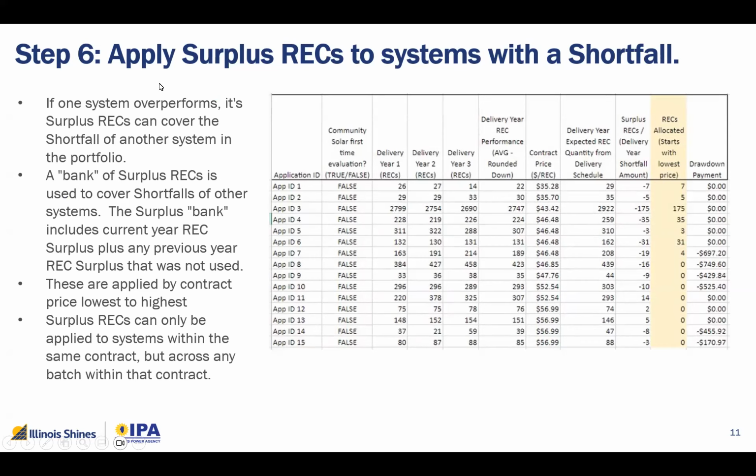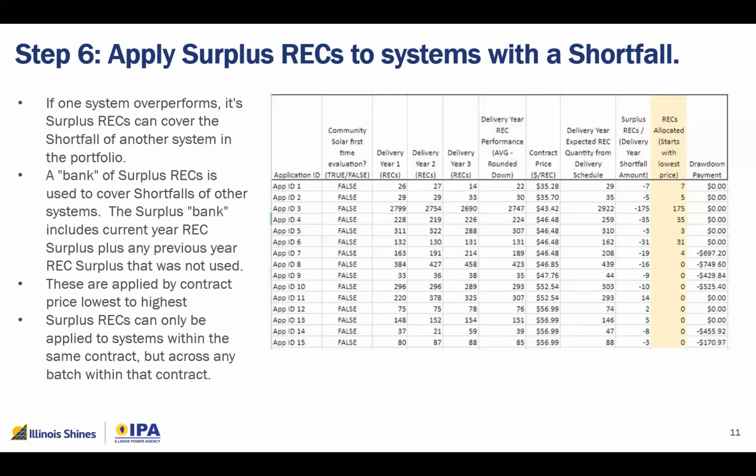Step 6 is to start applying any surplus RECs to systems with a shortfall. So if one system overperforms, it generates surplus RECs that can cover shortfalls for other systems in a portfolio. You can think of it as a bank of surplus RECs building up that then gets used to cover all the shortfalls. The surplus bank includes the current year REC surplus, as well as any surplus that was generated in a previous year and not used.